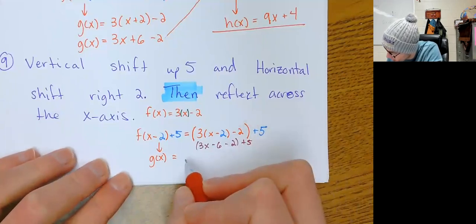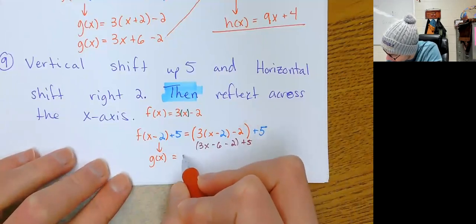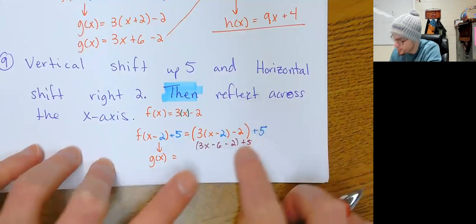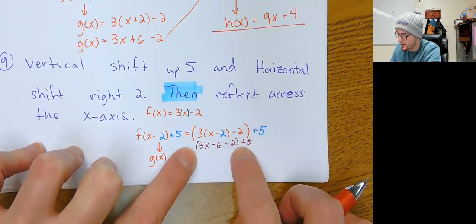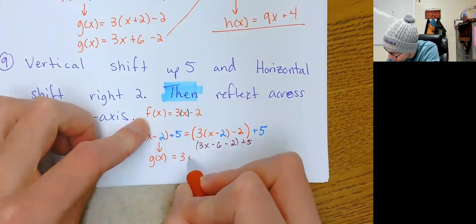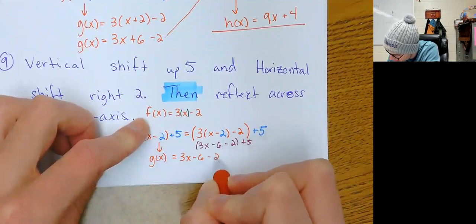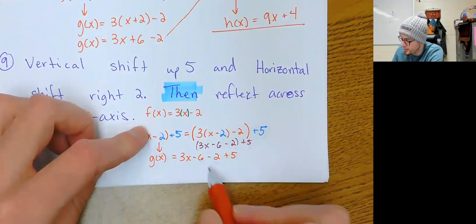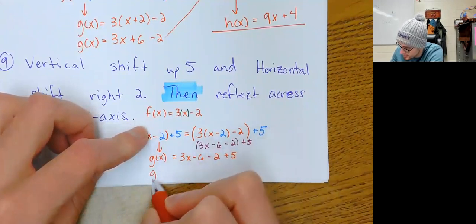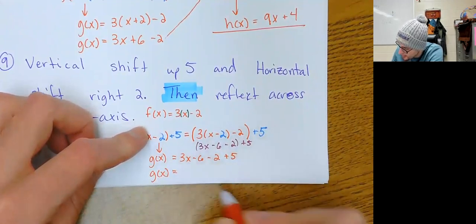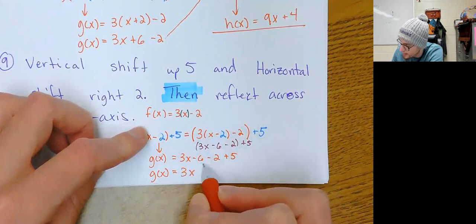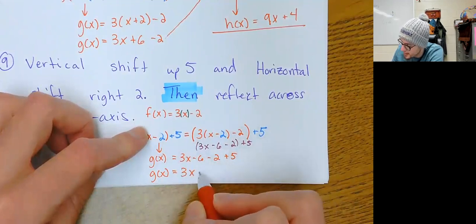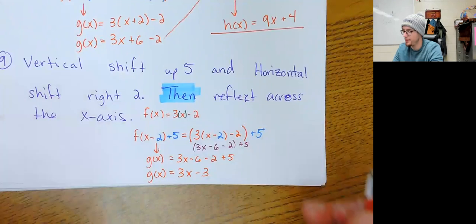Where I would then get, parentheses don't matter, so I'm just going to drop the parentheses. So I would get 3x minus 6 minus 2 plus 5. It's a lot of stuff going on. I'm going to combine all these like terms, and I will get g of x equals 3x, negative 8 plus 5 is negative 3. Okay.